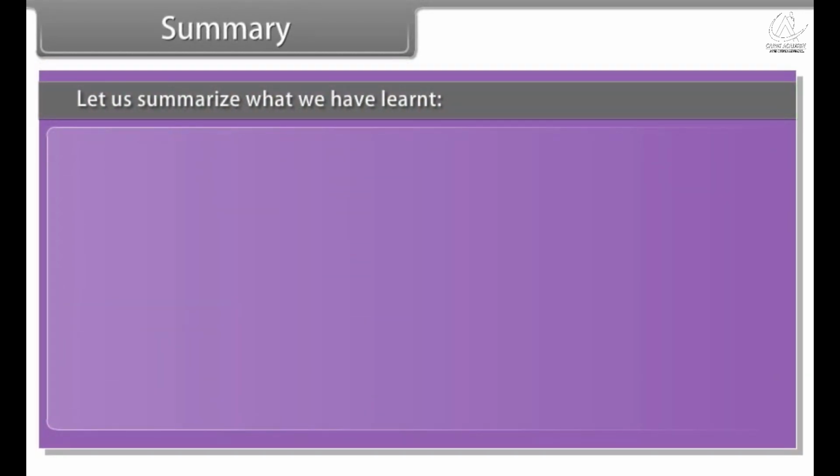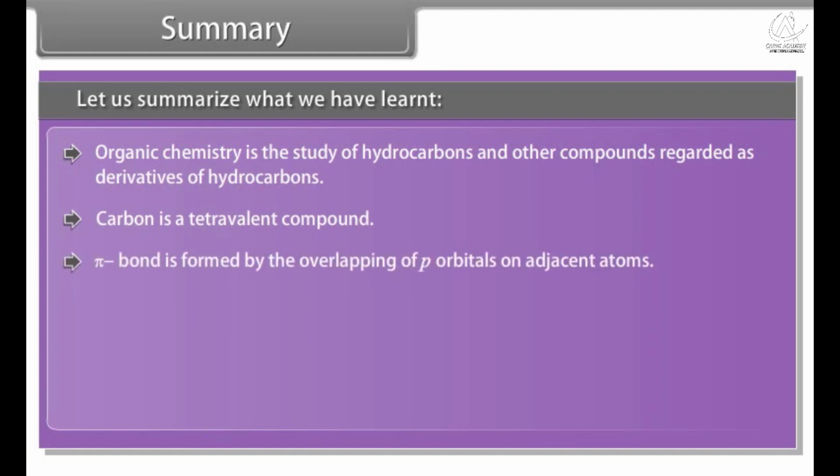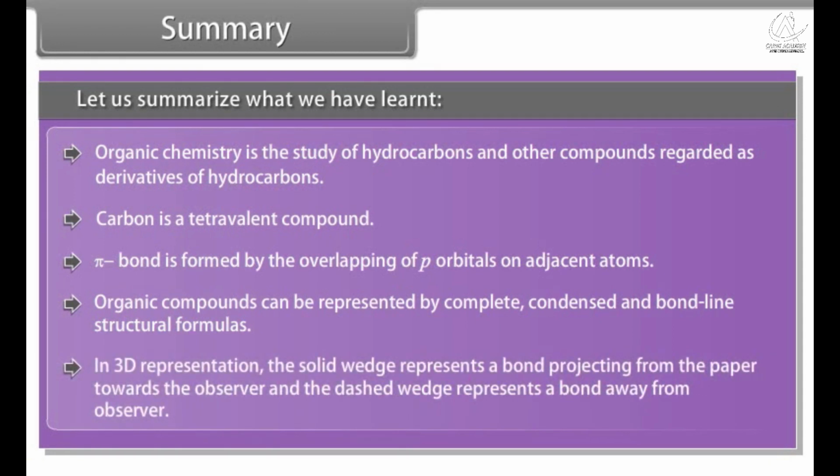Summary. Let us summarize what we have learnt. Organic chemistry is the study of hydrocarbons and other compounds regarded as derivatives of hydrocarbons. Carbon is a tetravalent element. A pi bond is formed by the overlapping of p orbitals on adjacent atoms. Organic compounds can be represented by complete, condensed, and bond-line structural formulas. In 3D representation, the solid wedge represents a bond projecting from the paper towards the observer, and the dashed wedge represents a bond away from the observer.